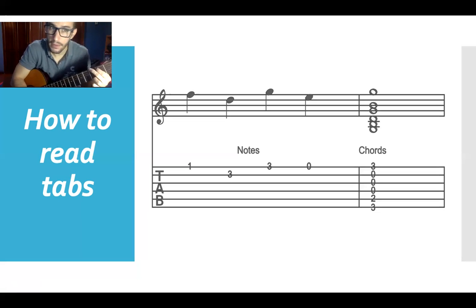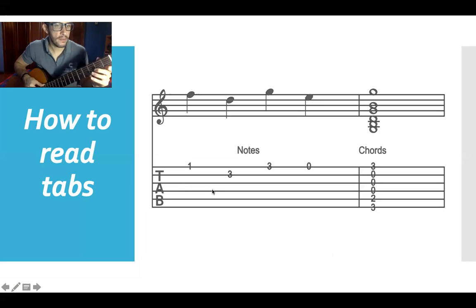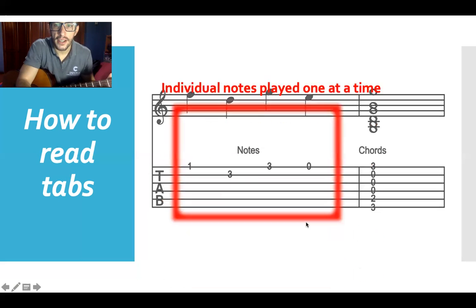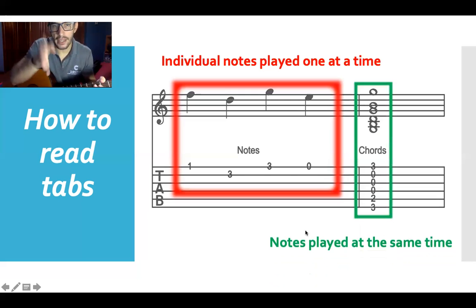Maybe you remember it, maybe you don't remember it. But it's G. So the entire 2 bars of this exercise with tabs will sound like this. Okay? So here you have, again, individual notes played one at a time, one after the other. And these are notes that are played at the same time, where they are put vertically on the tabs.